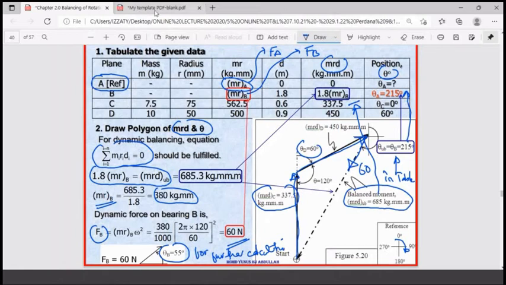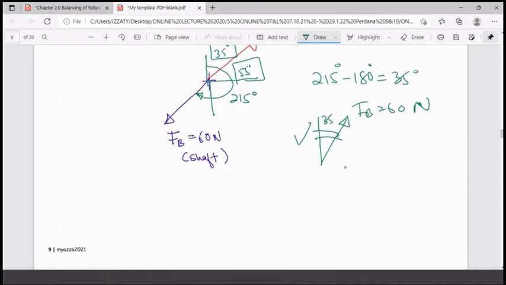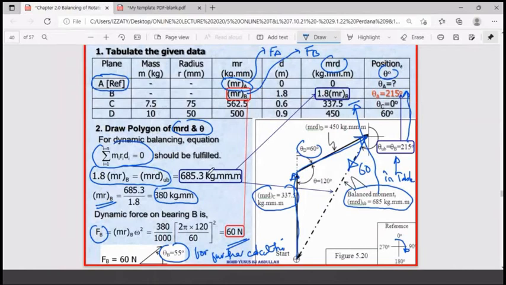Students might ask me which one is correct, the 55 or the 35. It doesn't matter. If you put 55, you put it here. If you put 35, this one is FB 60 Newton, it's also correct. If you want to put it the other way, as in your solution in your book, FB equal to 60 Newton, 55. It doesn't matter, as long as they have the magnitude and direction or position. Okay, complete first part. Any question? No? Okay, thank you.